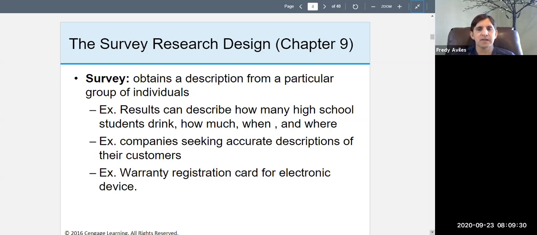A survey is just a type of research design that obtains a description from a particular group of people. So again, you're describing what people do, what they think, whatever it is. But you basically ask a bunch of questions of people. You have a bunch of people answer some questions. That's what a survey is.